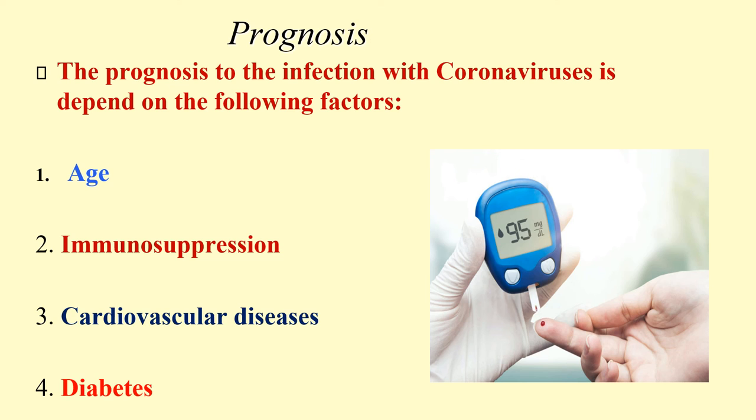The third factor is cardiovascular disease. Individuals with cardiovascular diseases have a poor prognosis if they get infected with coronavirus COVID-19. Also, diabetic patients will have a poor prognosis if they get infected with coronavirus COVID-19.